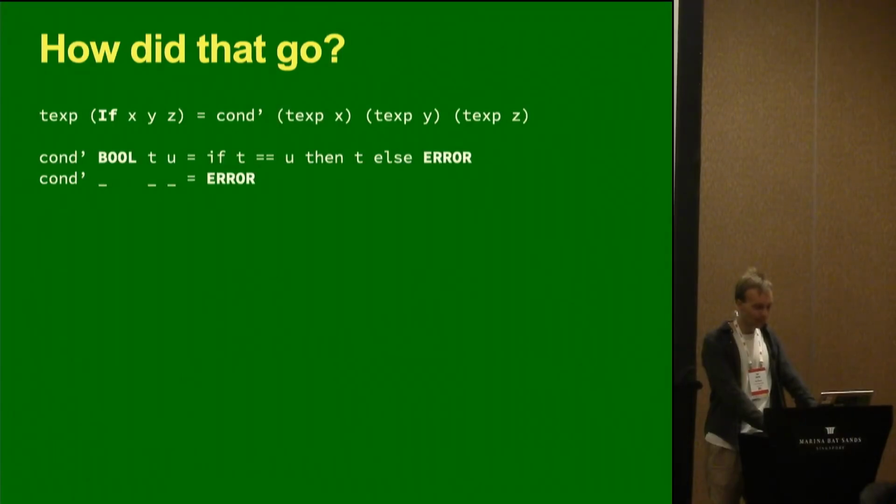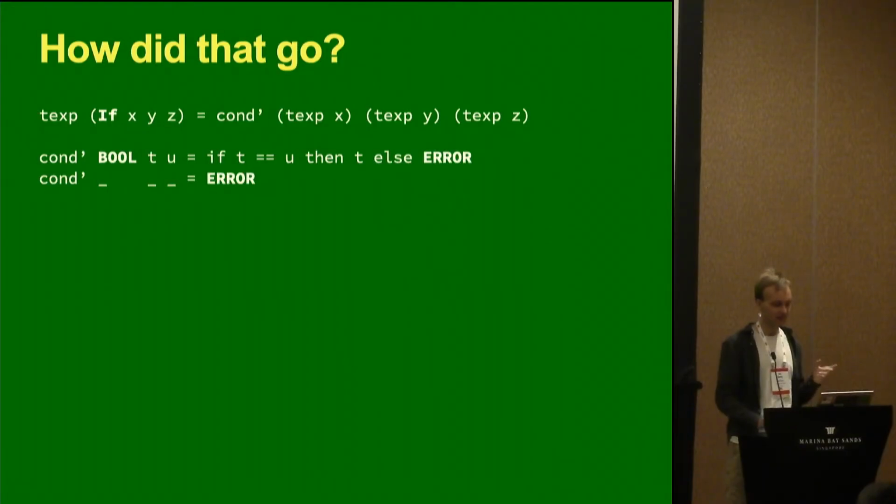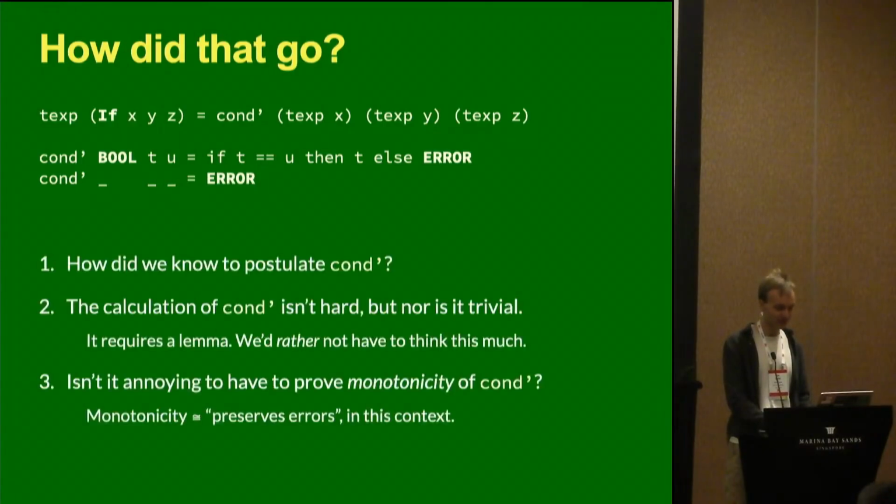And you know, we also have to calculate this cond prime. I won't show you the calculations here. They're not that hard. And we get this. And this is probably what you'd expect, right? This is if the 2 branches have the same type, then the conditional has that type. Otherwise, it is a type error. And okay, this is maybe not entirely satisfying. I'm not that happy with this for 3 reasons.